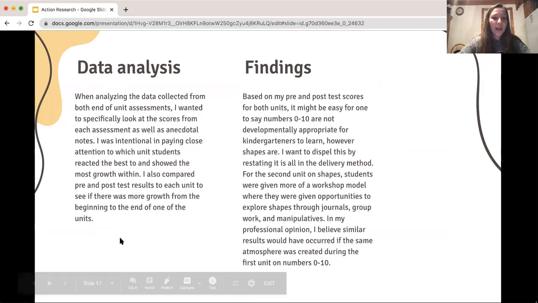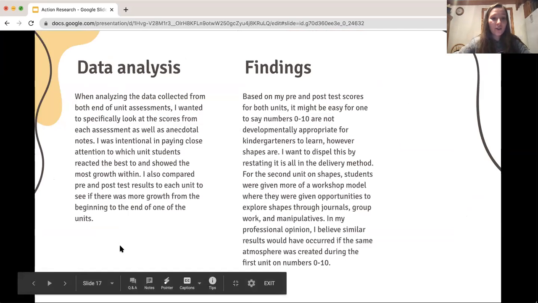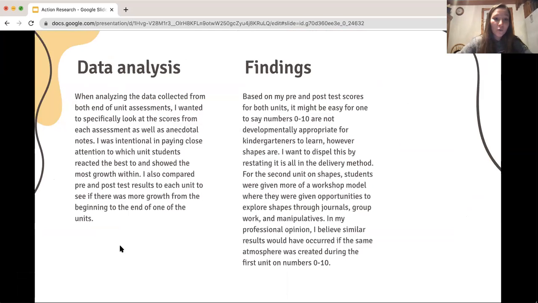So data analysis. When analyzing the data collected from both end-of-unit assessments, I wanted to specifically look at the scores from each assessment, as well as anecdotal notes that I took throughout teaching these lessons. I was intentional in paying close attention to which unit students reacted the best to and showed the most growth within. And what I mean by reacted the best to is how did they react to taking in that, right? So how did they react to the worksheet versus how did they react to getting to play with these things? Were they more engaged? Were they not engaged? Did they just play? Did they even complete the worksheets, right? So just which one did they react the best to?